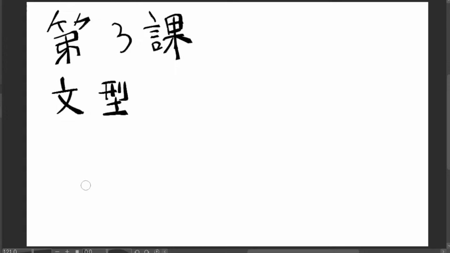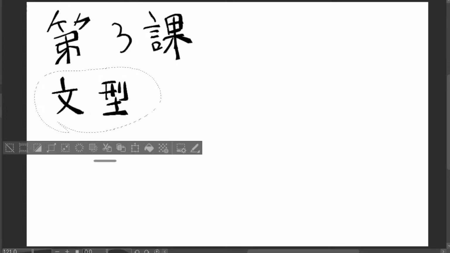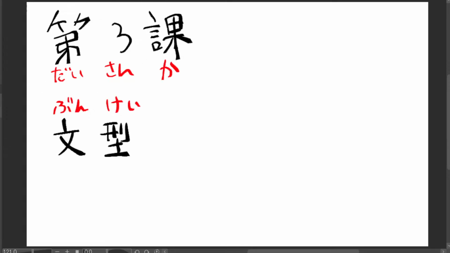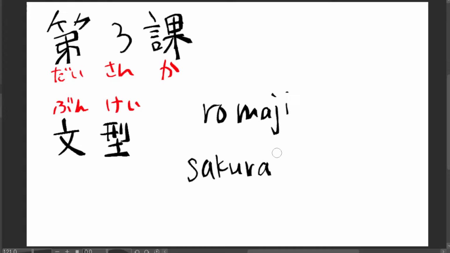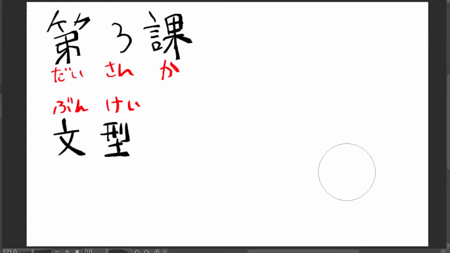Okay, this is written in Japanese script, because if you're learning Japanese using Romaji, do you know Romaji? It's like writing sakura in English letters instead of Japanese script. I really do not recommend you to use that, because you're not going to really understand the Japanese that way. So that's my recommendation.